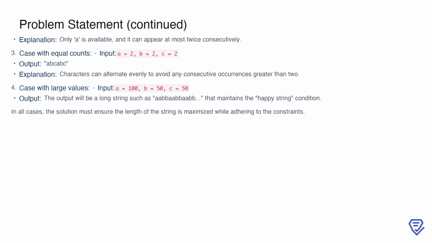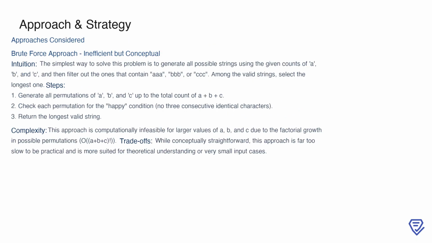To begin, let's consider the brute force approach, which, while inefficient, provides a conceptual understanding of the problem. The intuition here is to generate all possible strings using the counts of A, B, and C, and then filter out any strings that contain three consecutive identical characters, such as AAA, BBB, or CCC. Out of the remaining valid strings, we select the longest one. The steps for this involve generating all permutations of the letters up to the total count of A, B, and C, checking each permutation to ensure it satisfies the happy condition, and finally returning the longest valid string.